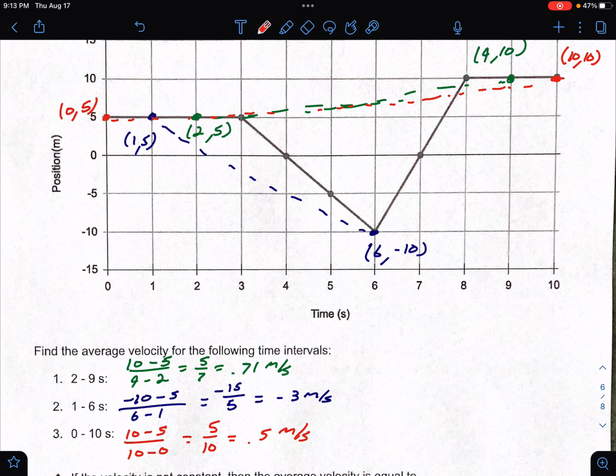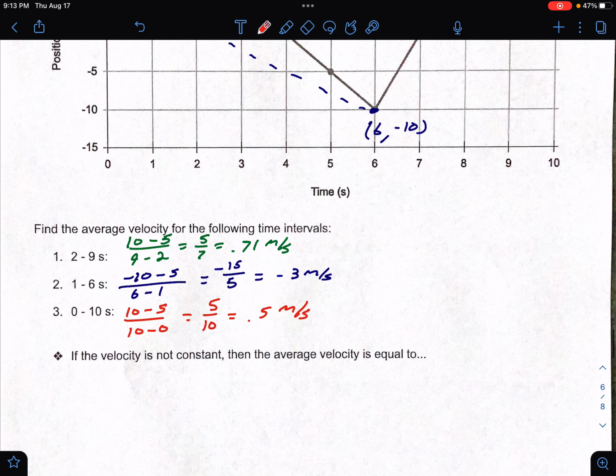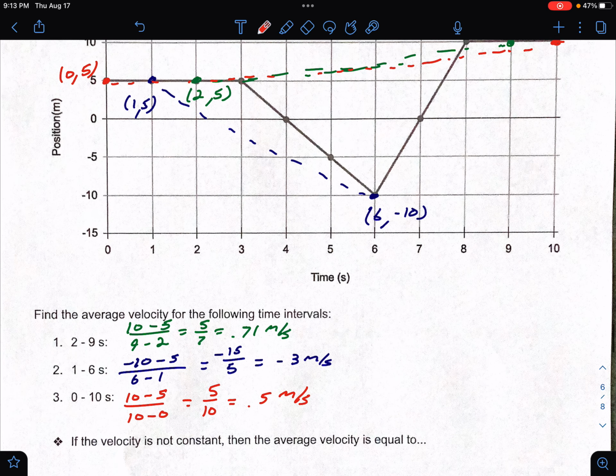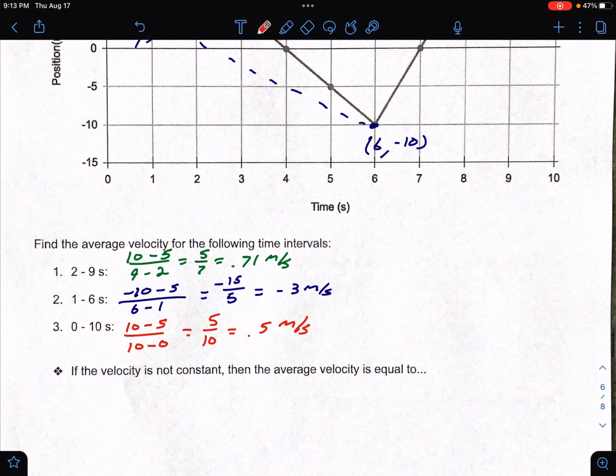So average velocity on a graph is really not that difficult. You just need to be able to find the 2 points that we tell you, or find the interval, those 2 points, and then just plug it into the slope formula. And then the last bit, if the velocity is not constant, which we saw a lot of things. It was sitting still, it was going negative, it was going positive, and then it was sitting still again. Okay, then the average velocity is equal to the slope between the 2 points. And that ends that video.